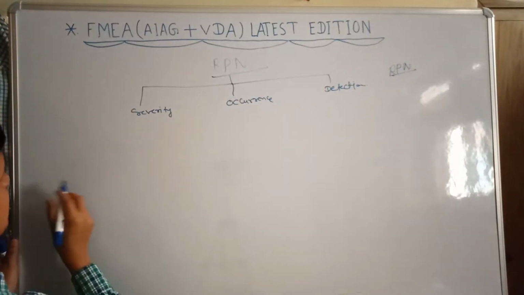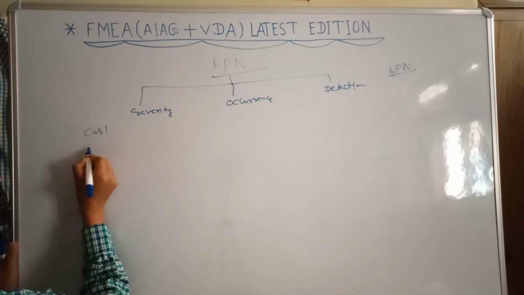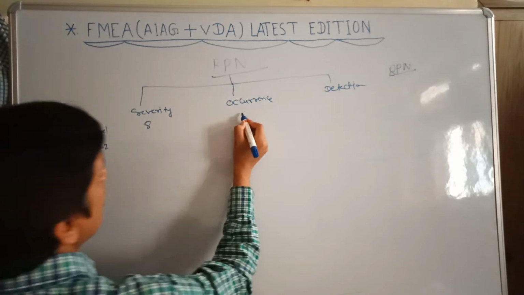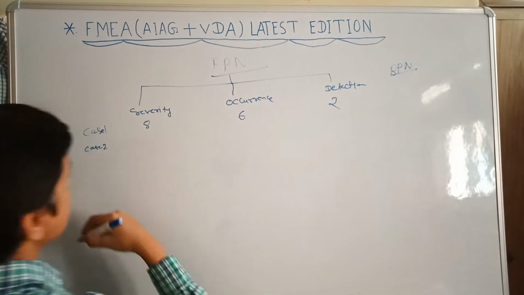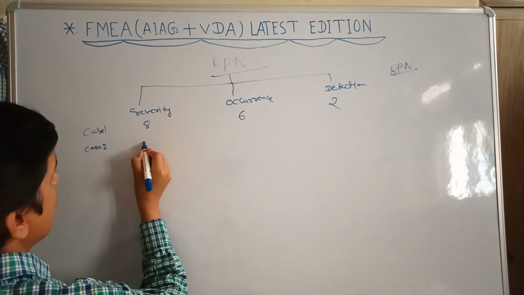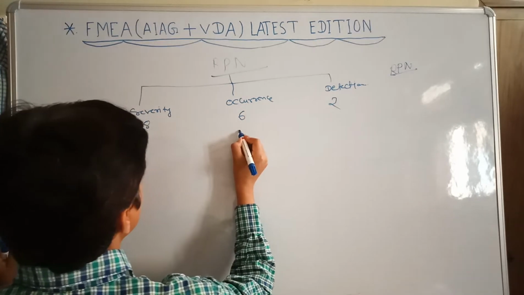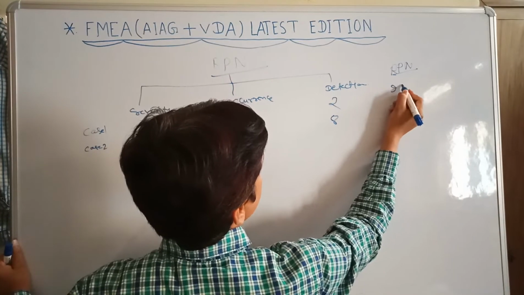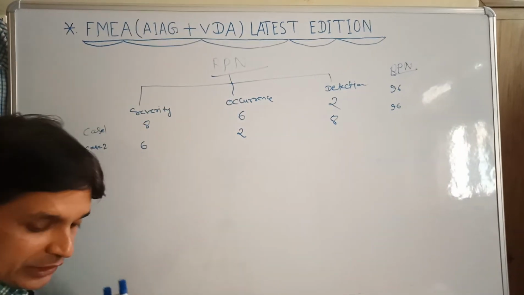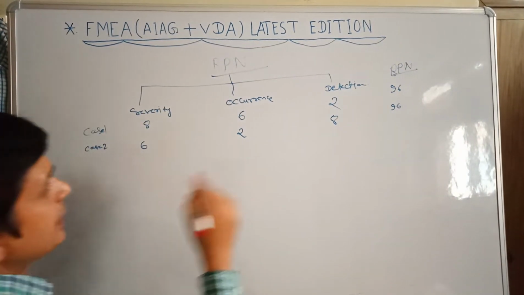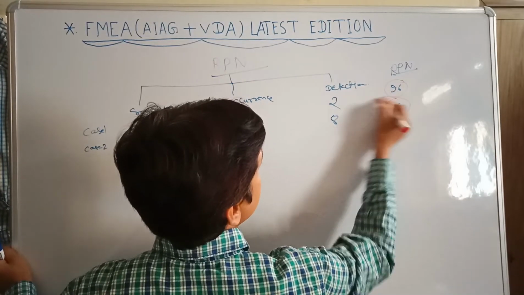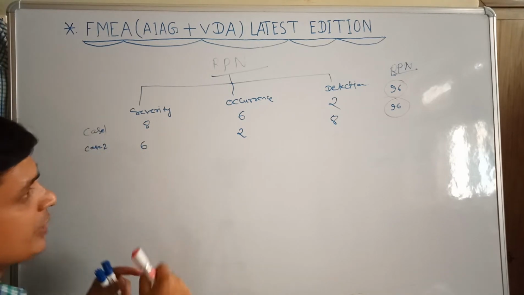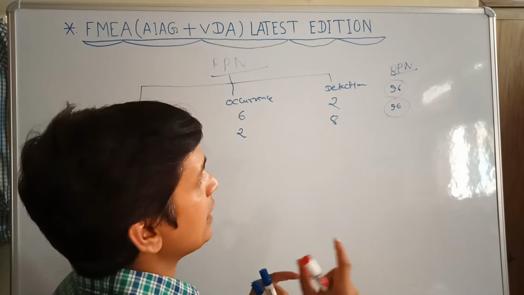For example, in the 4th edition, we have two cases. In case 1, the severity is 8, occurrence 6 and detection 2. In the second case, the severity is 6, occurrence 2 and detection 8. In both cases the RPN is 96. On this basis it is very difficult to identify where to take action, because in both cases the RPN is the same but the severity is different. So it is very difficult to analyze where we have to take the action.